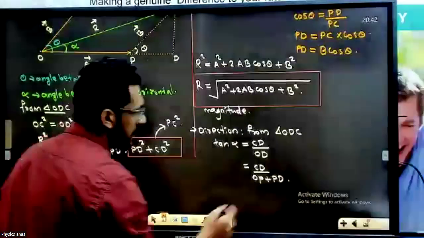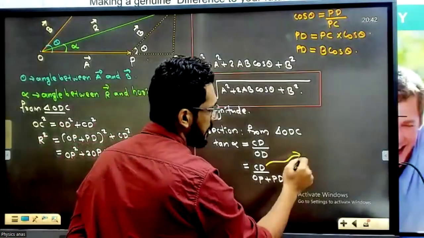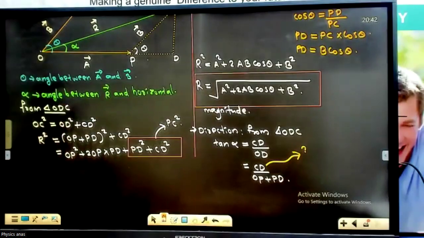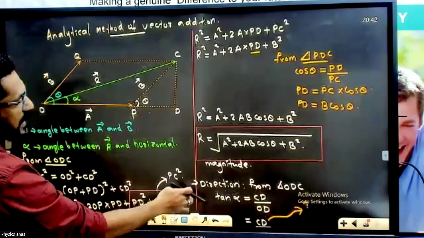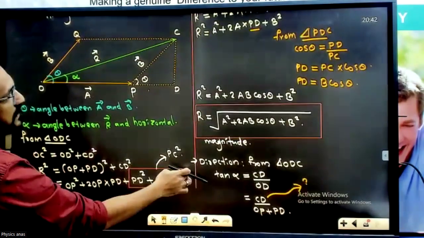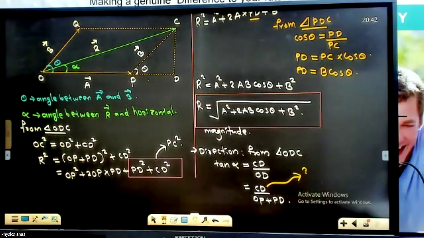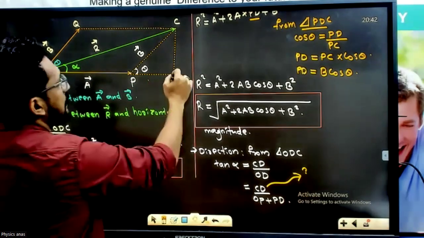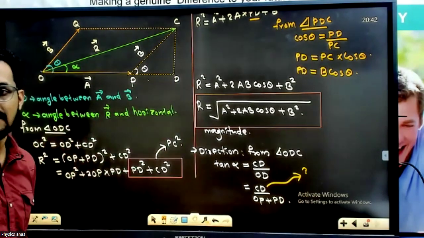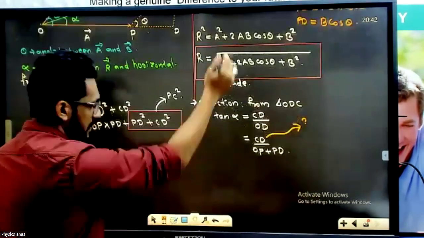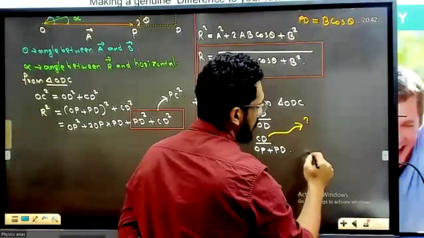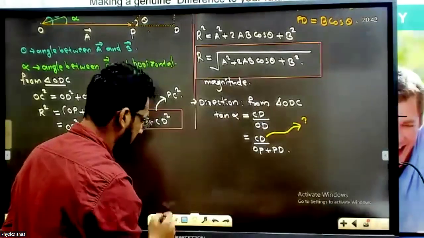We don't know CD. How can you find this CD? What is CD? CD is a part of the next triangle, the smaller triangle. So you can find this CD from the smaller triangle. Yes, Pythagoras theorem. You can use Pythagoras theorem.